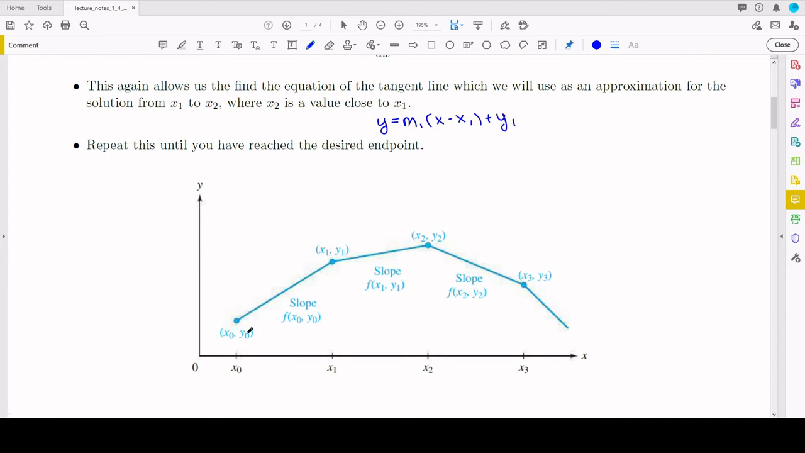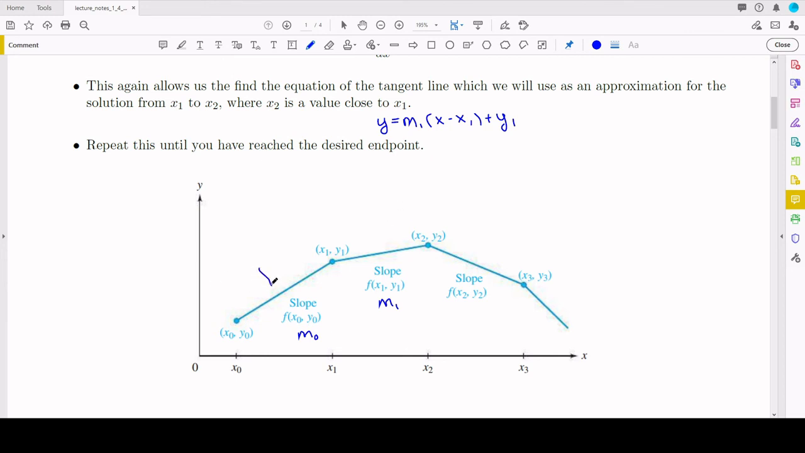So we start at x naught, y naught. It has a slope of f of x naught, y naught, which we called m naught. And then we go a certain way depending on how far we pick x1 from x naught. And then we calculate the y value that corresponds to that line. And then at that point, x1, y1, we calculate a slope again, which we called m1, for a tangent line, and then we calculate based on how we choose x2 what y2 is.